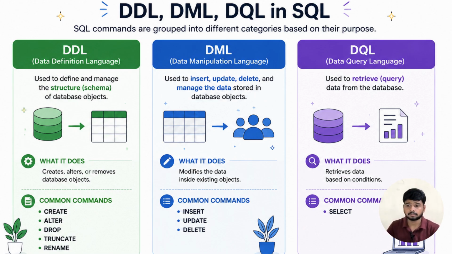What commands do we have in them? We have create, alter, drop, truncate, rename. Majorly it creates and makes updates on the columns. Next one we have is DML, which is data manipulation. It modifies the data inside the schema. Inside the structure, all the data which we have, the manipulation of the data is done by DML commands. What commands do we have? We have insert, update, delete, which are majorly used.